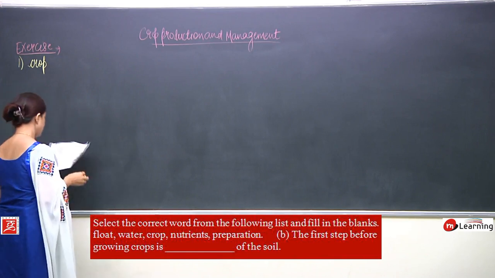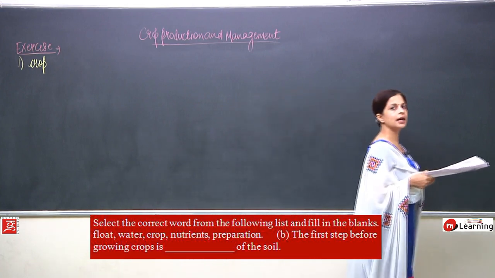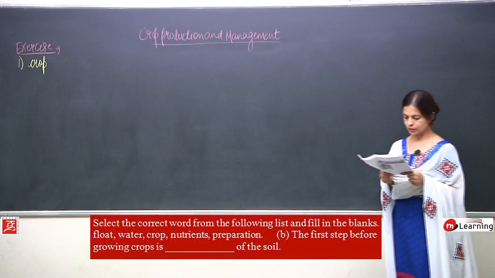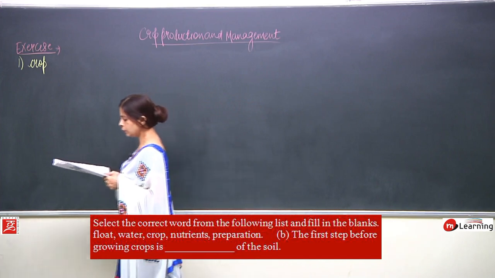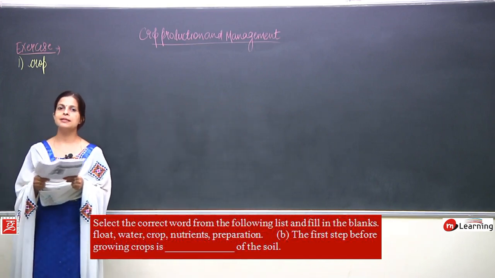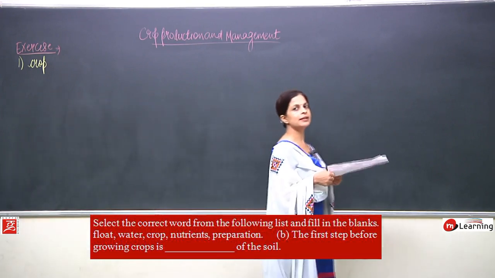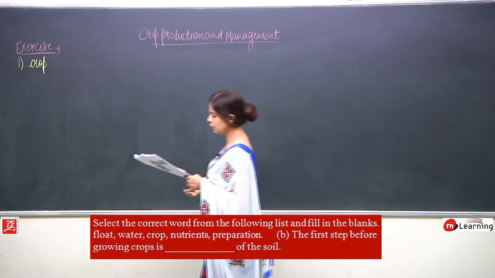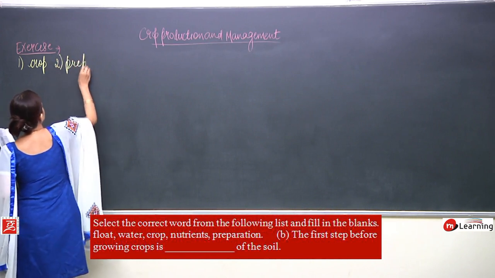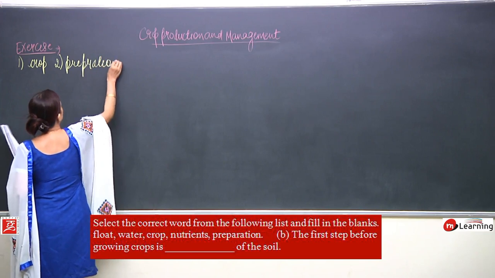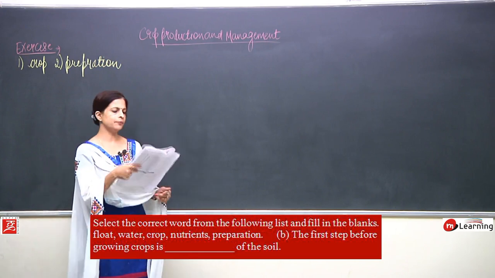Okay, now the second one: the first step before growing a crop is dash of the soil. I repeat the fill in the blank: the first step before growing crops is dash of the soil. We have done this in the beginning of the topic only. What is required? It requires preparation of the soil.